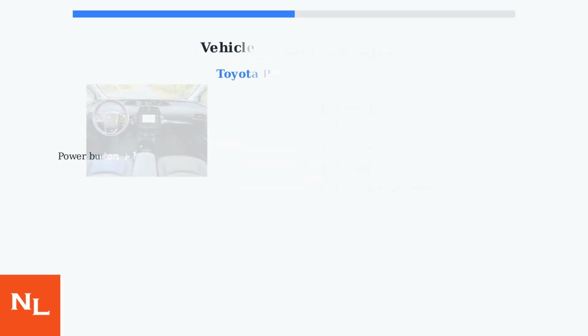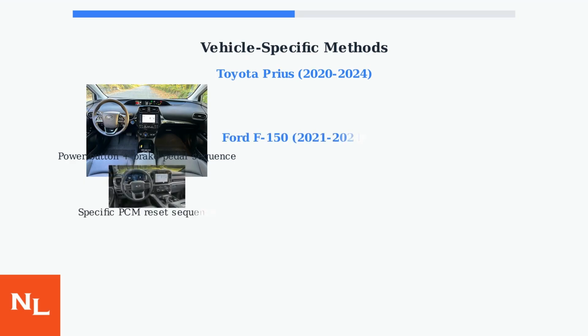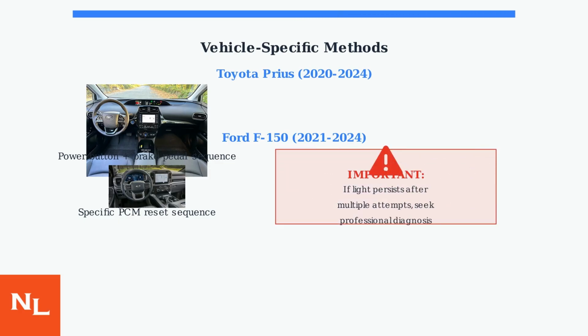Some vehicles have manufacturer-specific reset procedures. Toyota Prius models from 2020 to 2024 often use a power button and brake pedal combination sequence. Ford F-150 models from 2021 to 2024 may require a specific PCM reset through a particular ignition sequence, especially for software-related false codes. Important warning: if the check engine light returns after multiple reset attempts, or if you experience engine performance issues, seek professional diagnosis immediately.